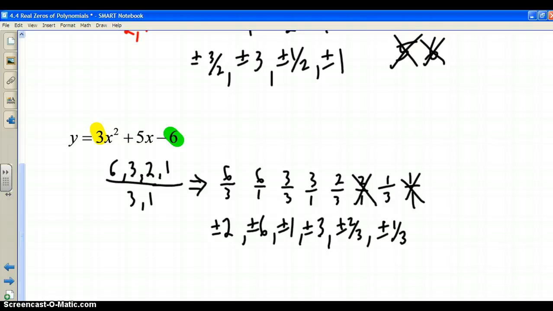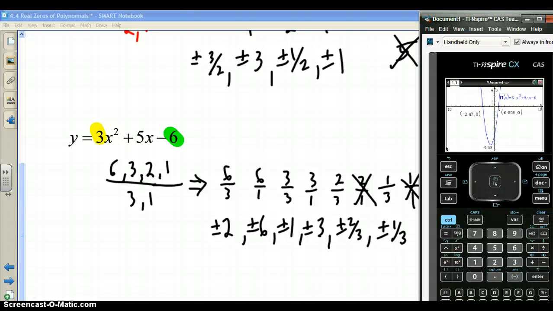Not sure what this one looks like. Okay, now I actually know what it looks like. I went ahead and graphed it just for fun. And you can see that negative 2.47, which is none of these values, and 0.808, which is none of these values, is where the actual roots for this particular function are.